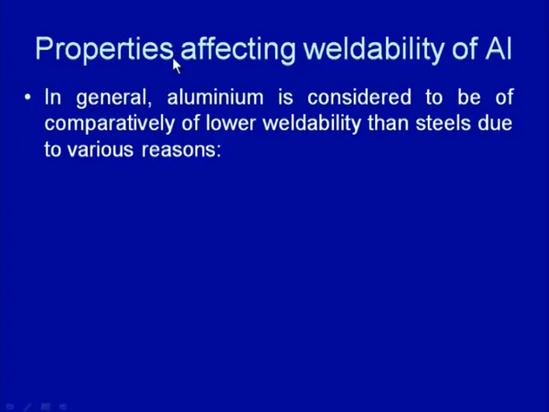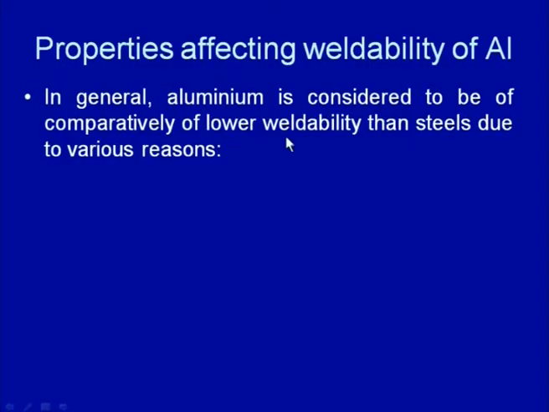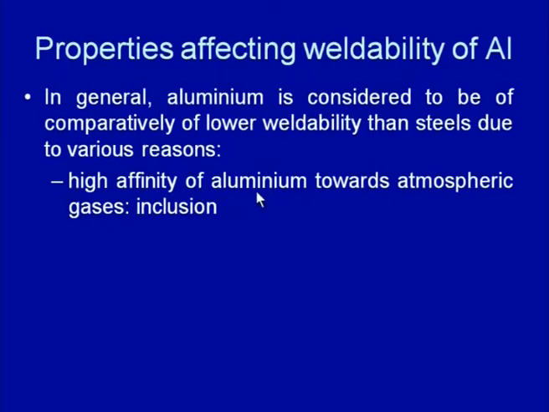Then the properties of the aluminum alloys that affect its weldability, because of which it is found to have lower weldability than the steels. The main reason for the poor weldability of aluminum as compared to that of steel is the high affinity of aluminum towards atmospheric gases. When aluminum reacts with oxygen, it forms the refractory alumina, and most of the time this is present as an inclusion in the aluminum weld joint, which in turn decreases the mechanical performance, because these provide an easy site for stress concentration and easily nucleate cracks, and their growth is facilitated.